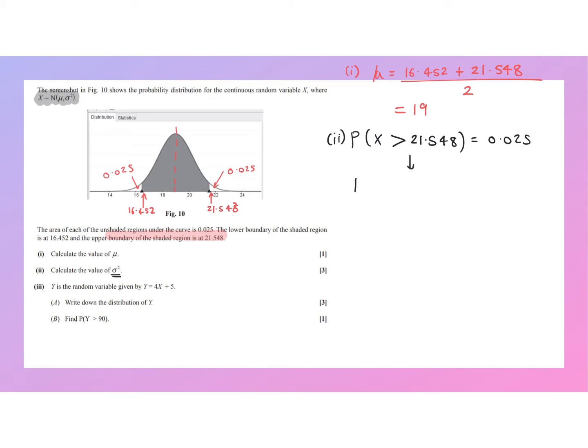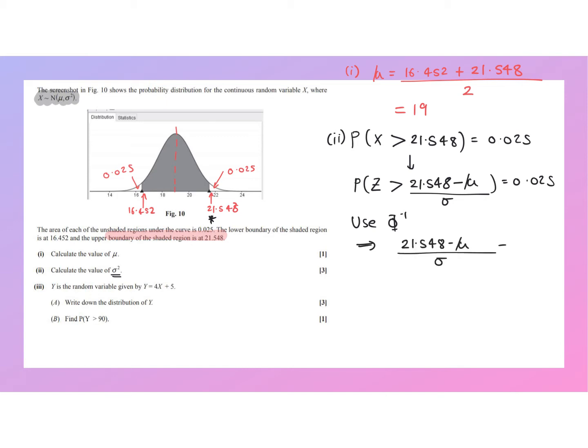So converting to z, that's the probability that z is greater than 21.548 minus mu over sigma, and that still equals 0.025. So we now need to use phi minus 1 to find out the value corresponding to the position of 21.548 on the z-axis. So using phi to the minus 1 will give me 21.548 minus mu over sigma, which is our z value.